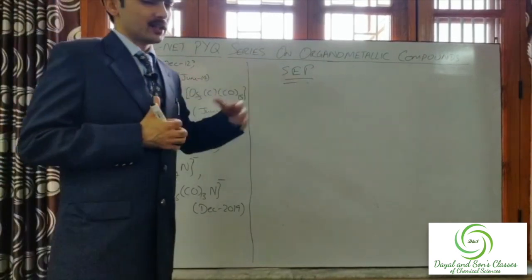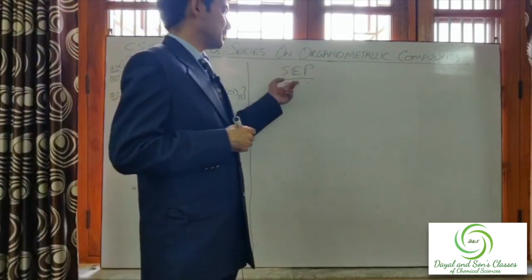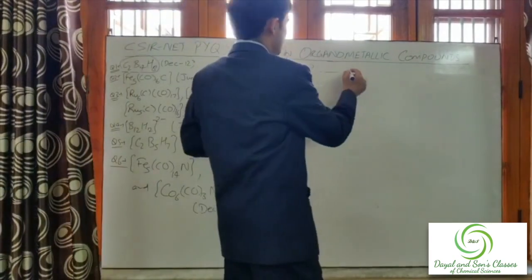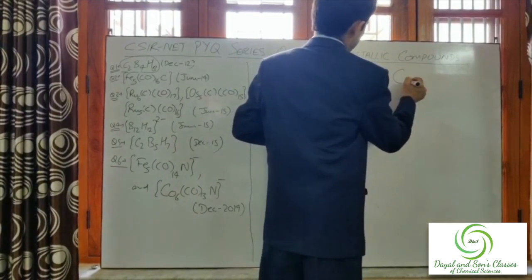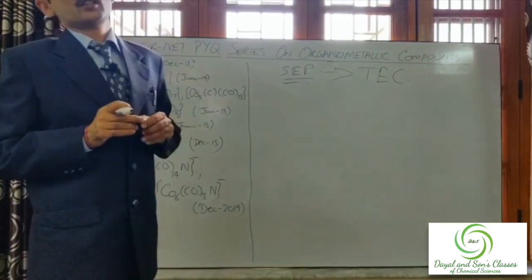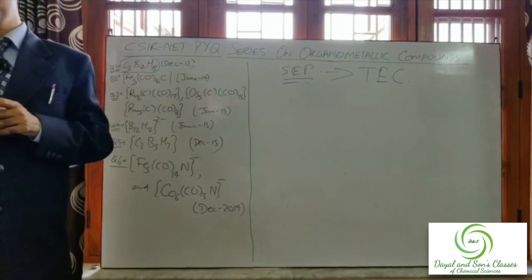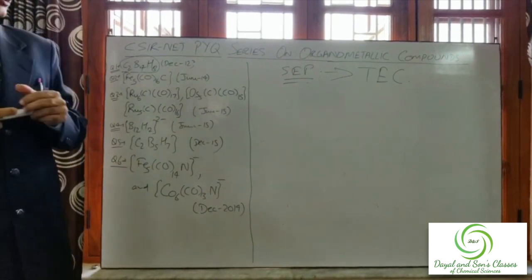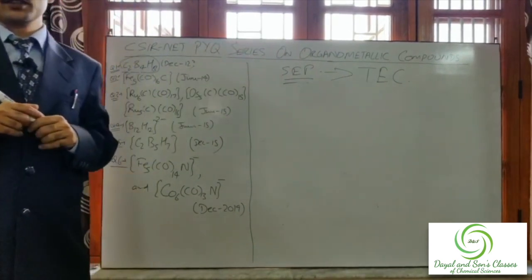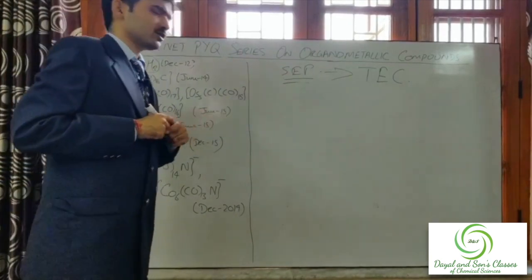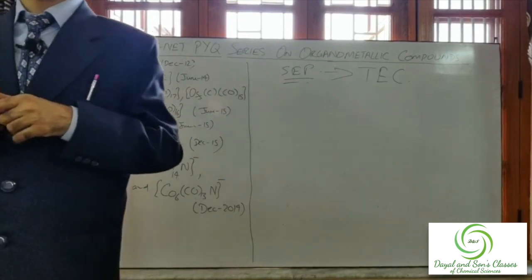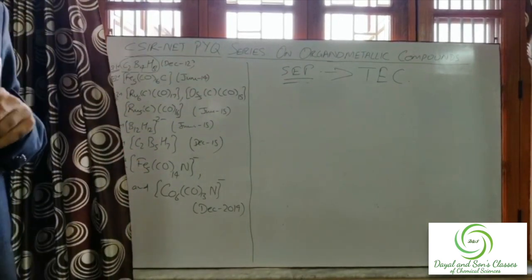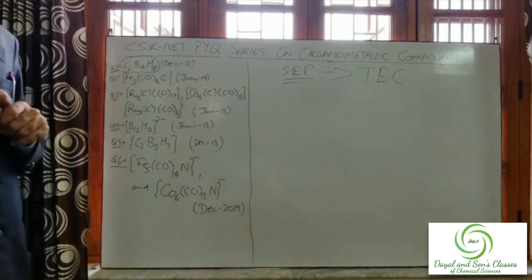Now, in order to find SEP, we must know the total electron count of that particular cluster. We should know the total electron count of that cluster. Now, what is the total electron count? How can we calculate the total electron count? That is very simple to calculate.